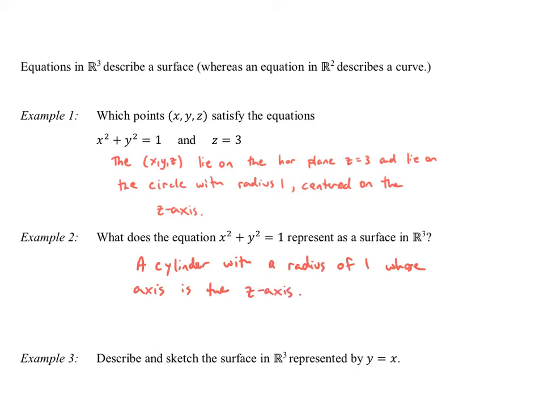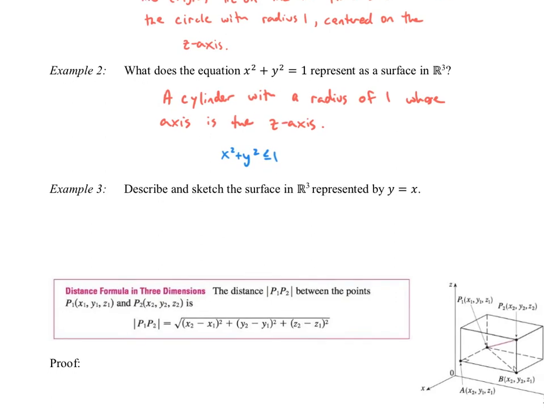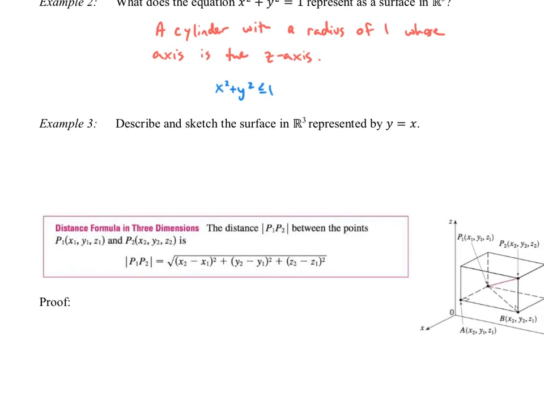And then we'll talk about, okay, what if we took this and made it an inequality? Let's say we made that less than or equal to 1. Well, then this is a cylinder that still has a radius of 1, still centered around the z-axis, but now it's solid. Now it's completely filled in. It's not hollow anymore. Okay, let's try example 3. Describe and sketch the surface in 3 dimensions represented by y equals x.